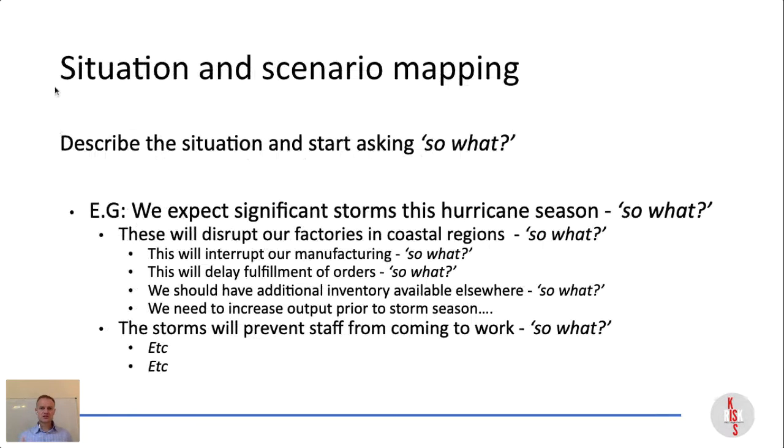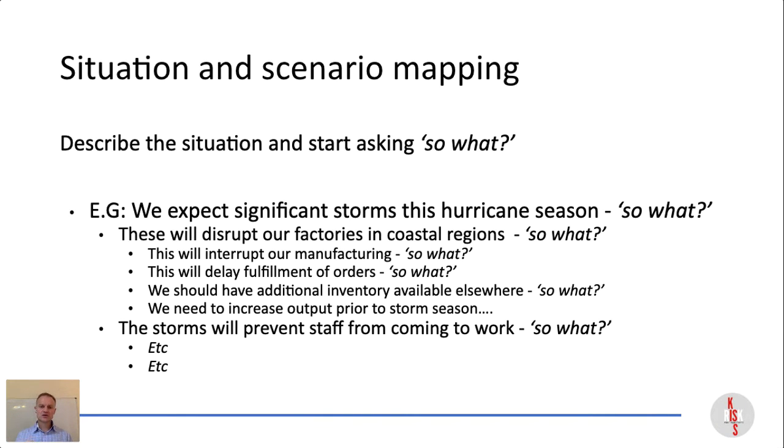So the situation and scenario mapping. Whatever the situation is, I like to start with, let's describe the situation we could be facing. So in this case, it's a global pandemic, could be a storm season, something like that. And then we start asking, so what? So the point is to start asking, what does that mean? How could that develop? What does that mean for us? How is that going to affect our business? And so you see, I've put a couple of examples there, and you just keep asking, so what?